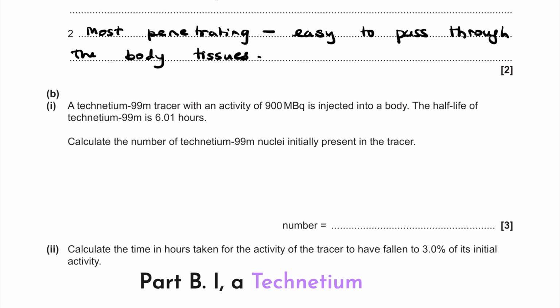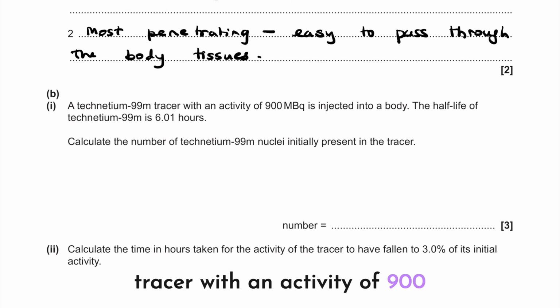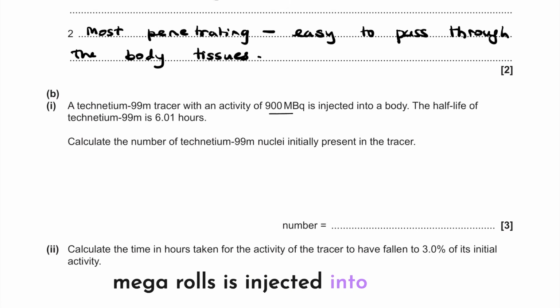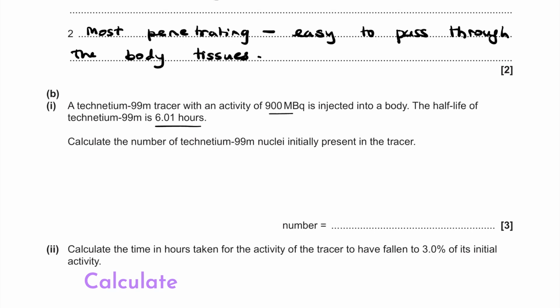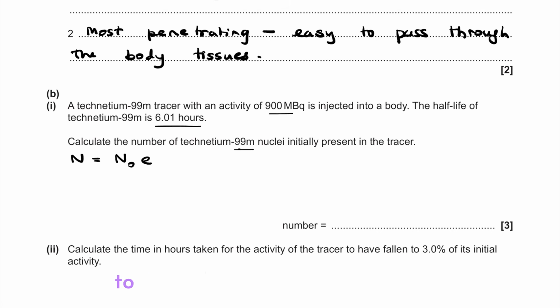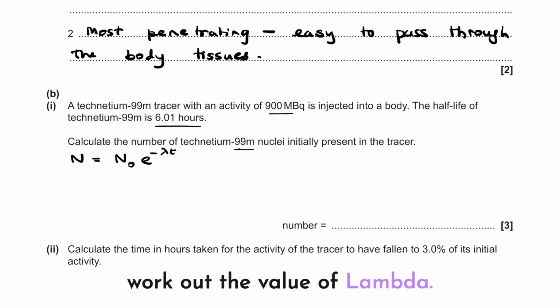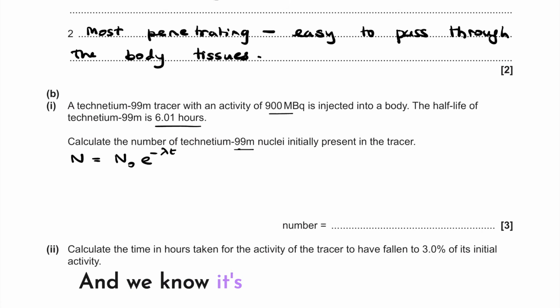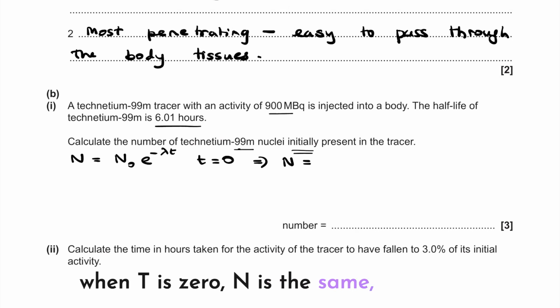A technetium-99m tracer with an activity of 900 megabecquerels is injected into a body. The half-life is 6.01 hours. Calculate the number of technetium-99m nuclei initially present in the tracer. We know that N is equal to N naught e to the minus lambda t. I'm going to work out the value of lambda. And we know it's asking for initial, right? So this is when t is 0. When t is 0, N is the same as N naught.